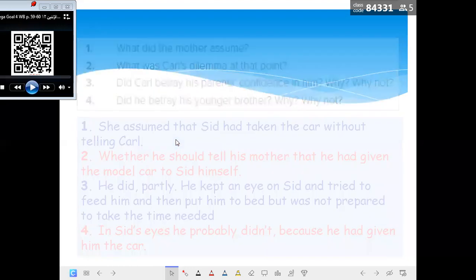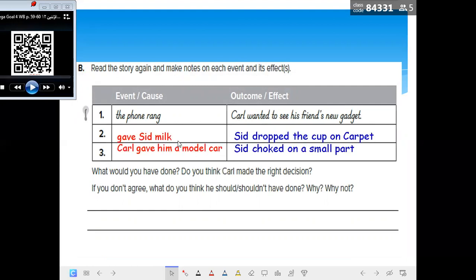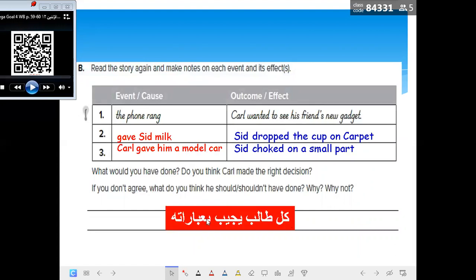Okay, for page 63. Sorry, before going to page 63, there is another part on page 62. It's exercise B. He wants you to read the story again and make notes on each event and its effects. So I will show you the event, or the cause, and the effect. And here you can write your own answers to these questions.